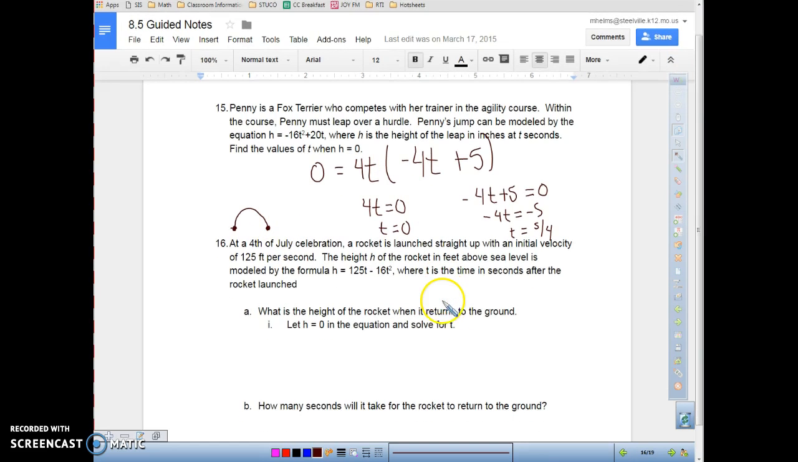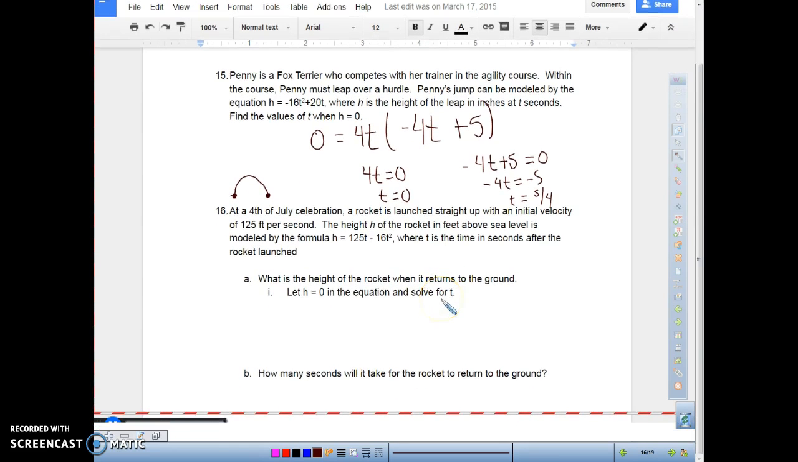Number 16, pause the video and read 16, underline the things that are important, and then we'll work it. So hopefully you've already done that. Same thing on A. We have a rocket that's launched straight up with an initial velocity of 125 feet per second. The height of the rocket in feet above sea level is modeled by the formula, and they tell us that. They wanted to know on A when h is equal to 0.